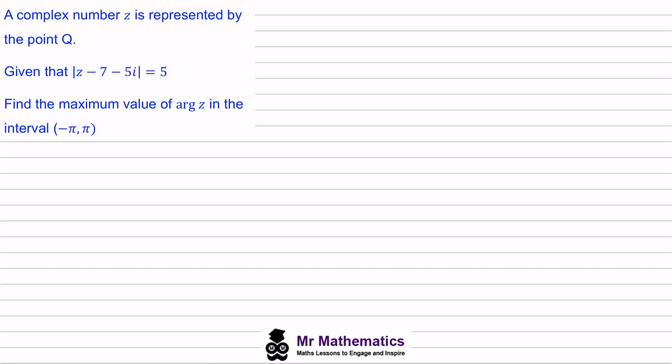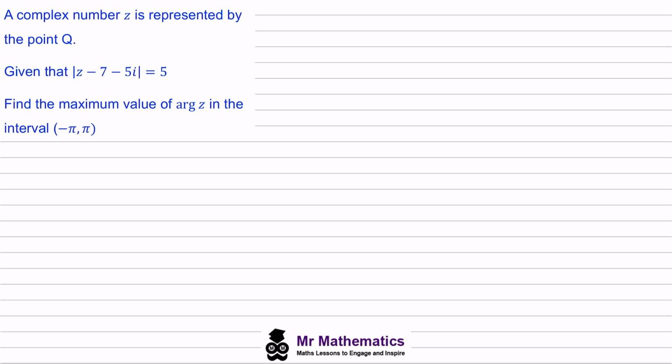So this is my first video on solving loci problems with complex numbers. In this example, we're told that a complex number z is represented by the point Q, and we're given that the magnitude of z minus 7 minus 5i is equal to 5. We've been asked to find the maximum value of the argument of z in the interval between negative pi and pi.